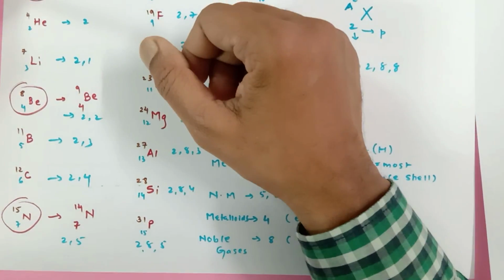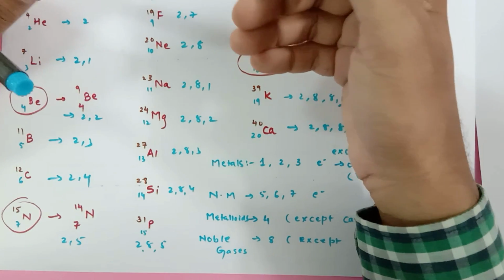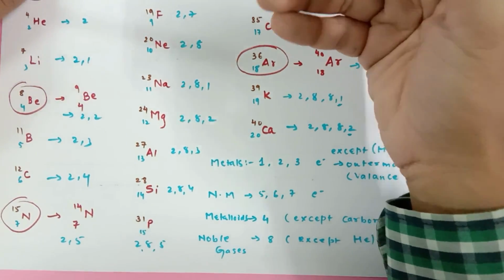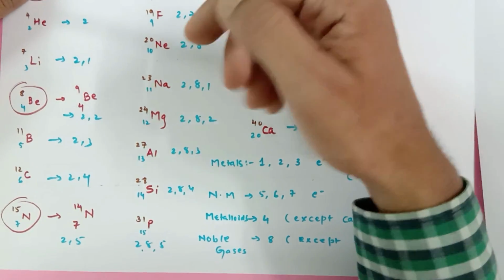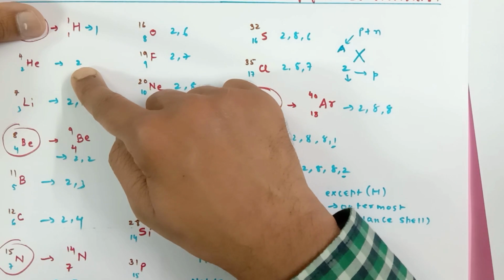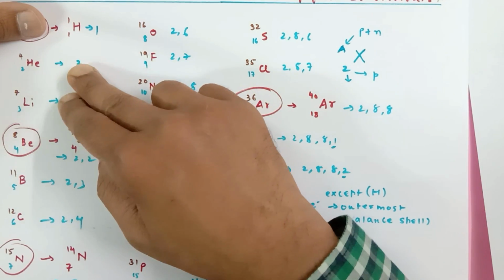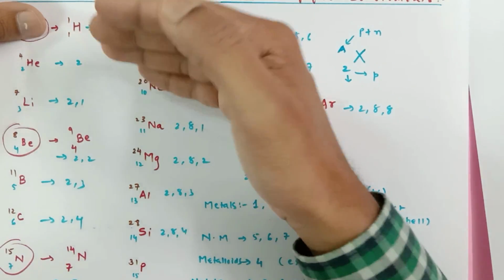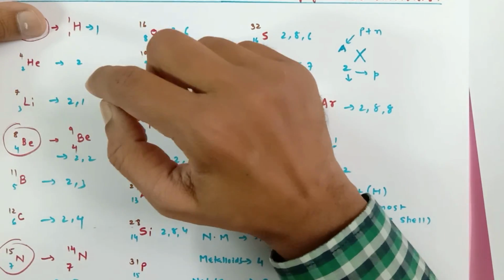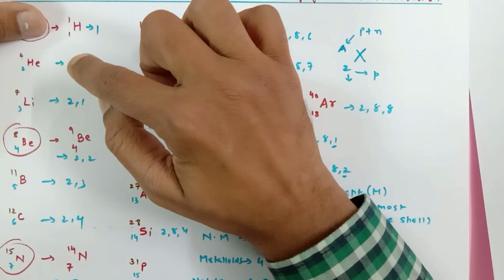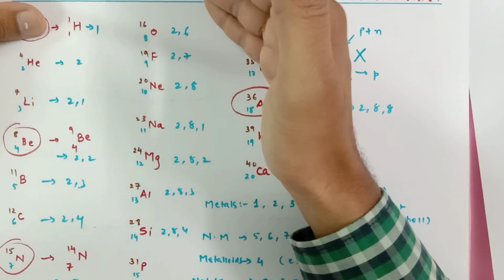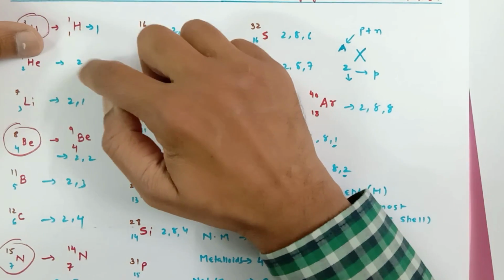See, noble gas means those elements whose outermost shell is completely filled. In the outermost shell you can have 8 electrons maximum. As you can see, this is the first and this is the last shell. Helium has only 1 shell, and in the first shell we know that only 2 electrons can be accommodated. So helium has 1 shell, that is the outermost shell, and that is also completely filled. That's why it is a noble gas.